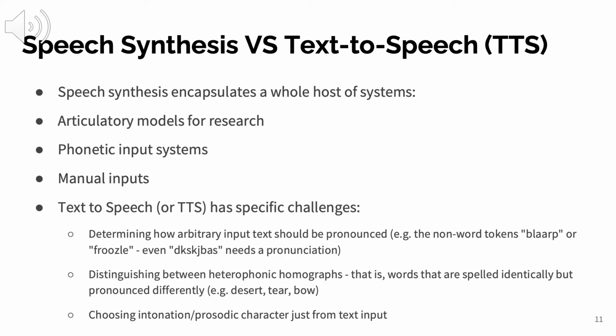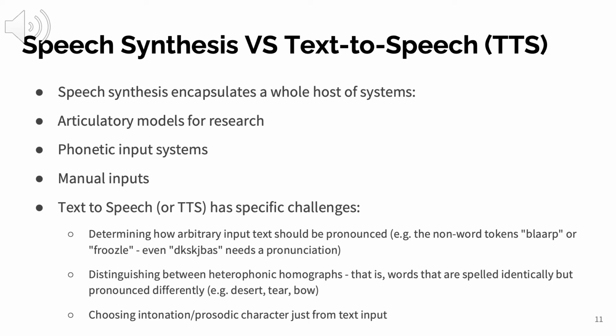Distinguishing between what are known as heterophonic homographs, so basically hetero being different, phonic meaning sounds, so different sound, and then homograph, similarly same spelling. So basically words that are spelled identically, pronounced differently. So this would be like desert versus dessert, tear versus tear, bow versus bow. These are things which can be determined from the context within the sentence, but if they're in isolation, there's no way for a human or a computer to figure out the way that it should be pronounced.